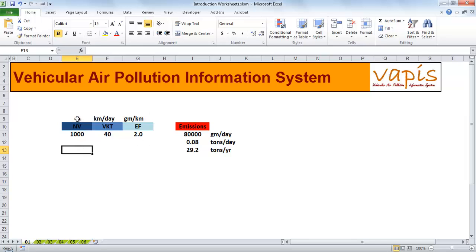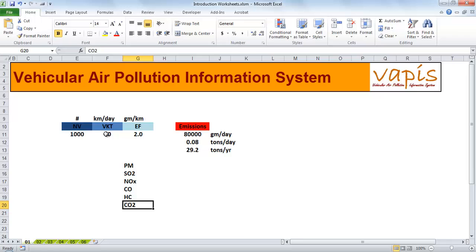Number of vehicles is basically a number. Vehicle kilometers traveled, you can have them as kilometers per day or kilometers per year. And the emission factor is basically grams of pollutant per kilometer. So here the pollutant can be PM, SO2, or NOx, or CO, or hydrocarbons, or CO2. So you can have any of the pollutants' emission factor here.